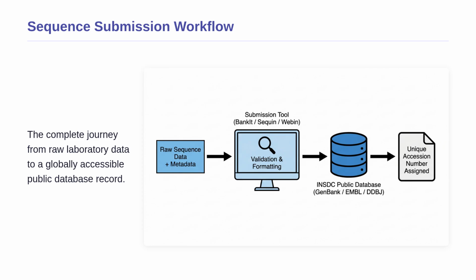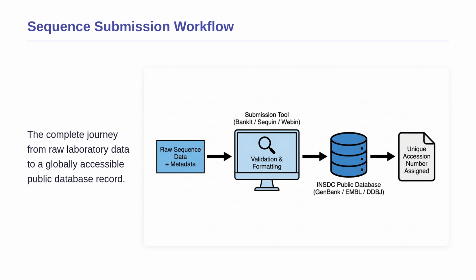Now that we have calculated submission sizes, let us visualize the entire process we have been discussing. On the screen is a workflow diagram showing the journey of biological data. Starting on the left, we have our raw sequence data, combined with its metadata. This package moves into the submission tool, like Bankit or Sequin, represented by the computer monitor. Here, the critical steps of validation and formatting occur.